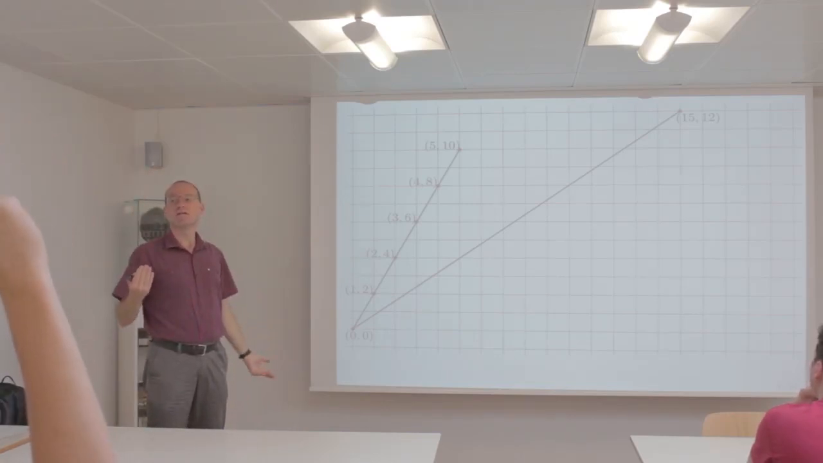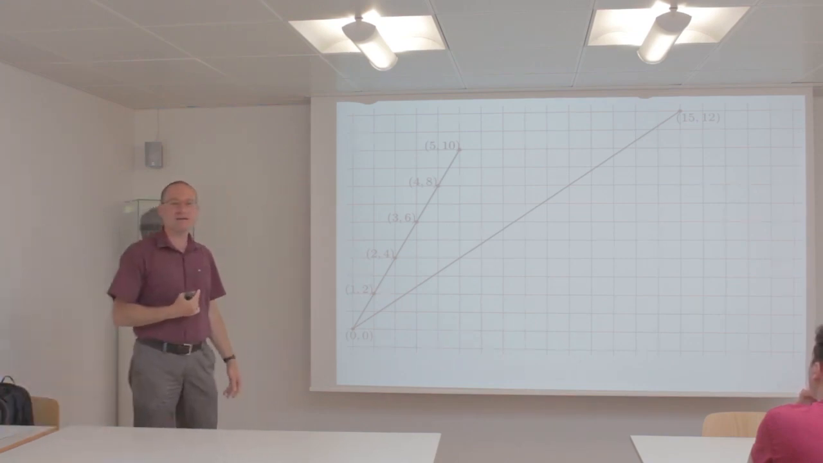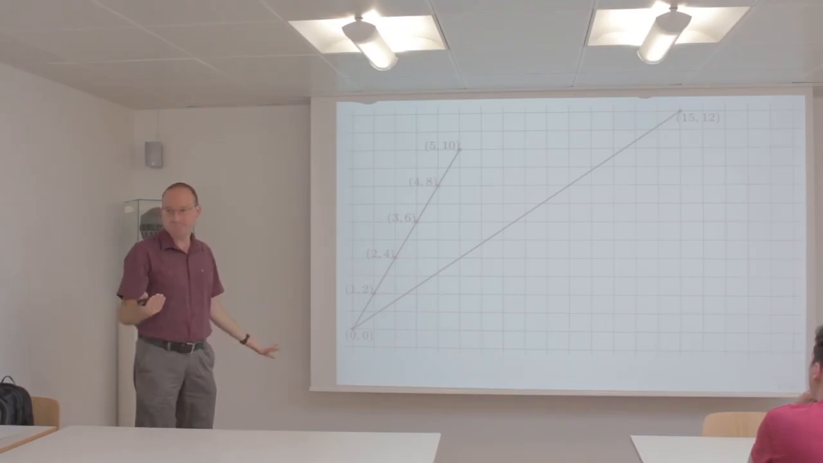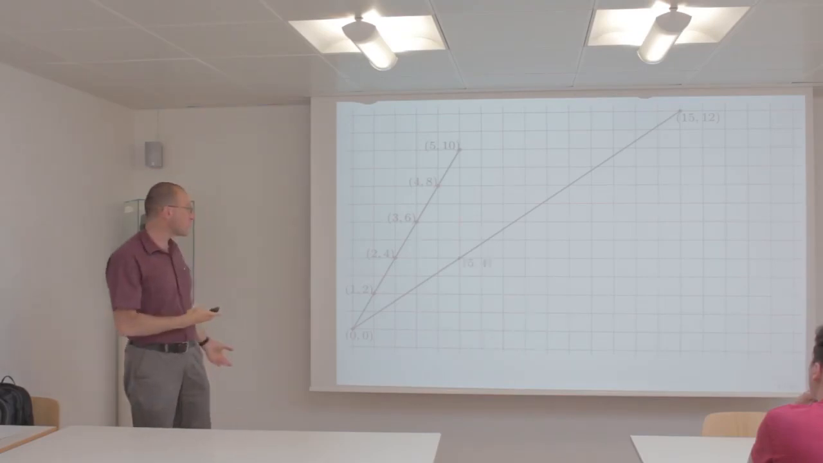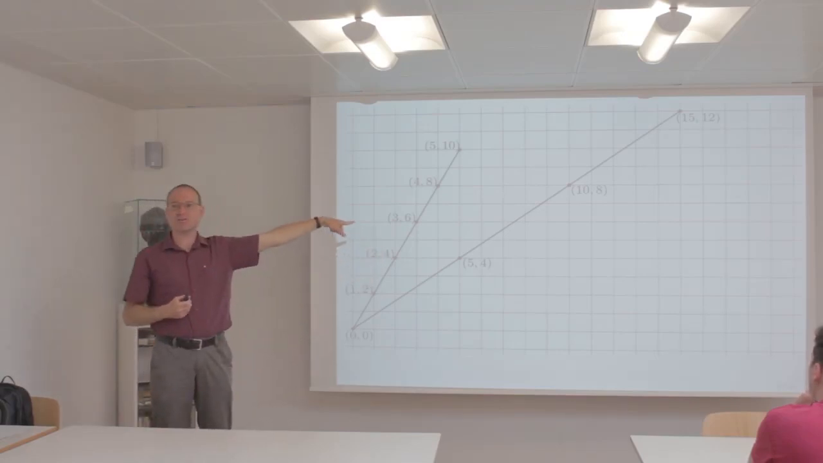Yes, because both numbers have a common factor. They have a common divisor bigger than 1. So yes, there will be further lattice points. Namely, 5, 4, and 10, 8. Absolutely, 5, 4 and 10, 8. 5, 4 will be the first lattice point that you see.